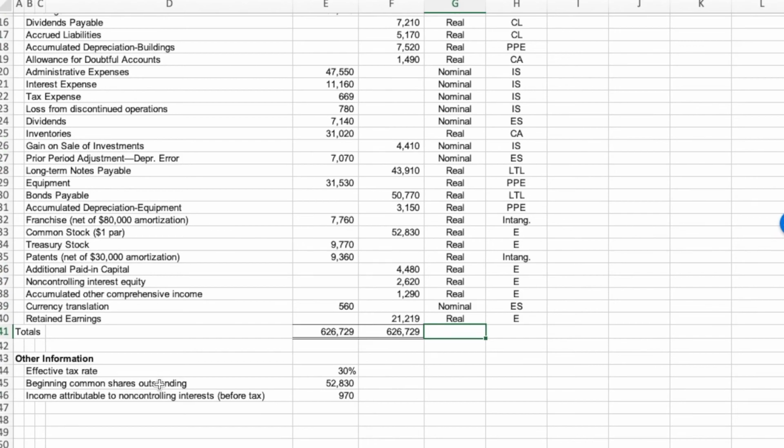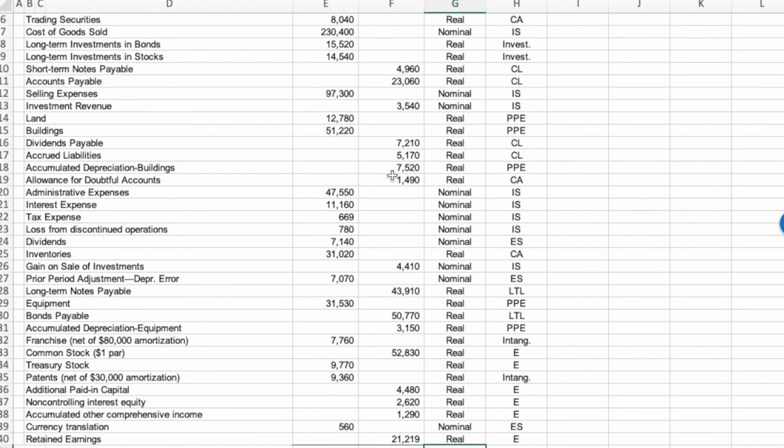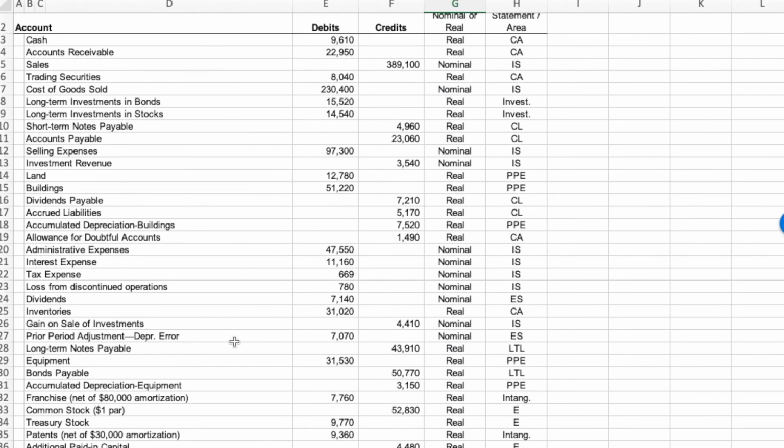They have beginning common shares outstanding of 52,830. Par value common stock is $1, and they still have essentially the same number of shares outstanding. So there were no additional shares issued. And they have income attributable to non-controlling interest, this is before tax, of $970. And we will need that information when we do our income statement. That $970 is baked into the income as revealed here in our trial balance.